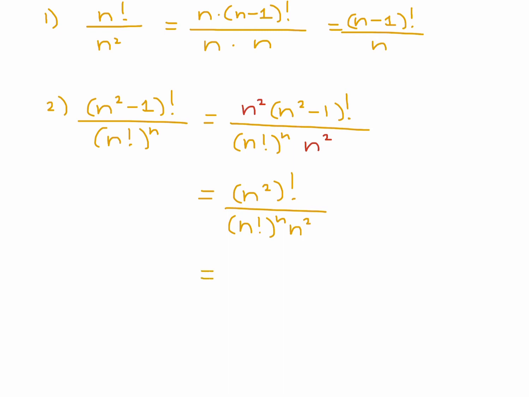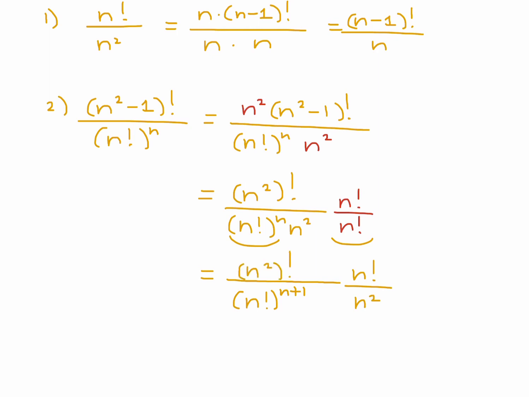Okay, I'd like to work with this a little bit more. And the way I'm going to do that is by, again, adding n factorial to the top and bottom. And that will allow me to make a couple more changes. The first change is that I will just combine this one and this one to give me (n factorial) to the n plus 1, and then I'll just rearrange that n factorial and put it over n squared, and then this n squared factorial will remain the same. Okay, so now we want this to be an integer.